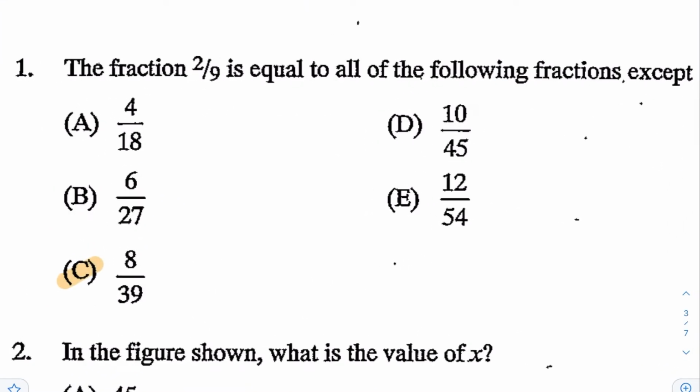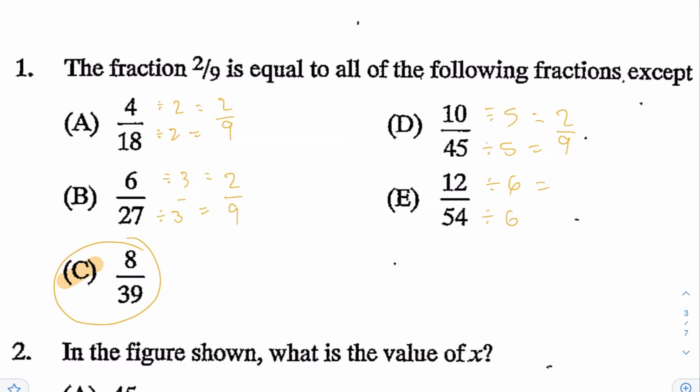Next, for number 1, the fraction 2/9 is equal to all the following except 4. So for the first one, you can divide by 2, and get 2/9. Here, if you divide by 3, you get 2/9. For choice C, you can't divide by anything, so that's probably your answer. In D, if you divide by 5, you get 2/9. And in E, if you divide by 6, you get 2/9. So the answer is C.